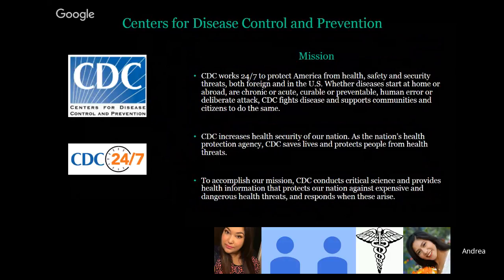They increase health security for our nation. The CDC saves lives and protects people from health threats. And then to accomplish that mission, they conduct critical science and provide health information to protect our nation against expensive and dangerous health threats, and respond to those threats when they arise.